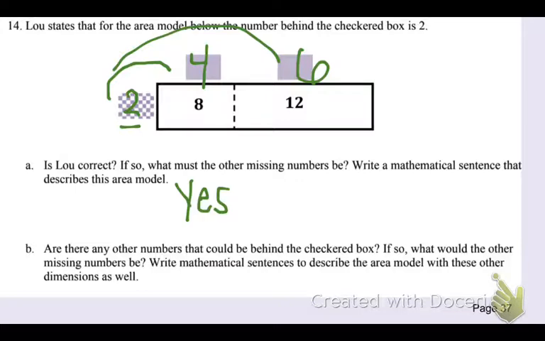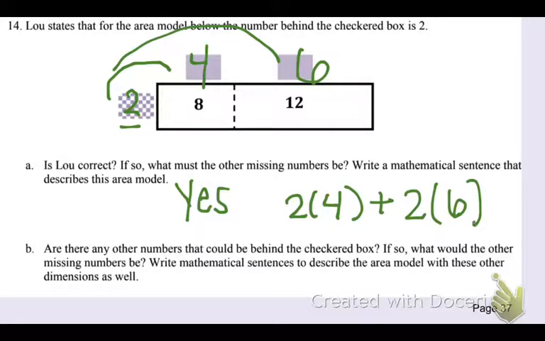Now it says to write a mathematical sentence that describes this area model. So, 2 multiplied by 4 plus 2 multiplied by 6. All right. Now it says part B. Let's look at part B. It says, are there any other numbers that could go behind the checkered box? If so, what could the other missing number be? Write a mathematical sentence to describe the area model with these two dimensions as well.